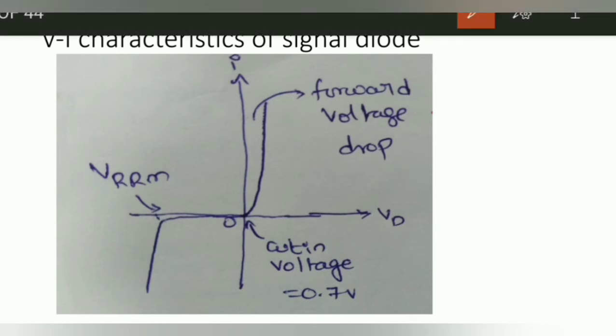Here you can observe the cut-in voltage, which is also known as the threshold voltage or turn-on voltage. Beyond this cut-in voltage, the diode current rises rapidly, and the diode is said to be conductive. For a silicon diode, the cut-in voltage is 0.7 volts. When the diode conducts, there is a forward voltage drop of the order of 0.8 to 1 volt.